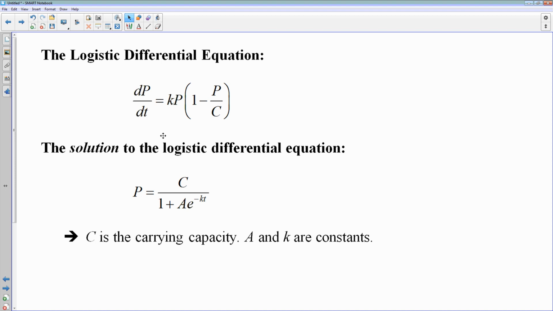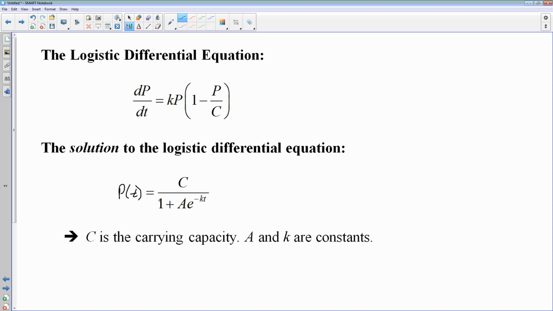The general formula for your logistic differential equation is this thing right here. dP/dt is kP(1 minus P over C). P is the actual population. The solution to the differential equation is some function P in terms of t. I'm going to call it P of t equals C over 1 plus Ae to the negative kt. And C is the carrying capacity, the maximum number of organisms that the environment can support.